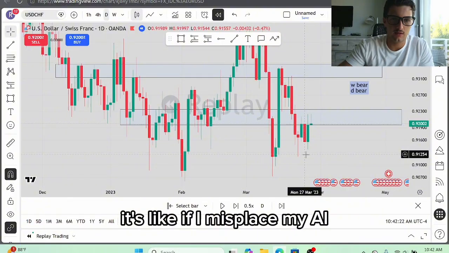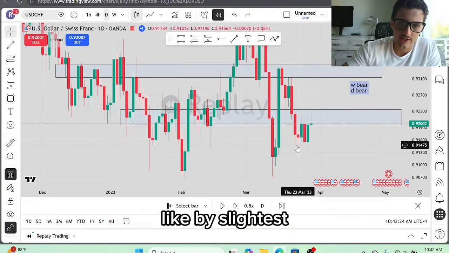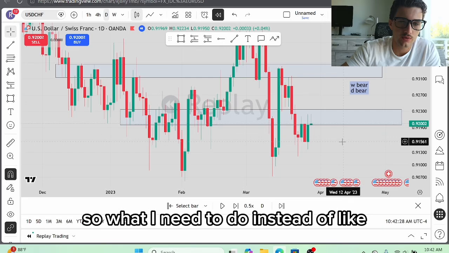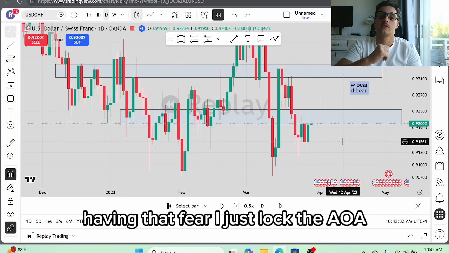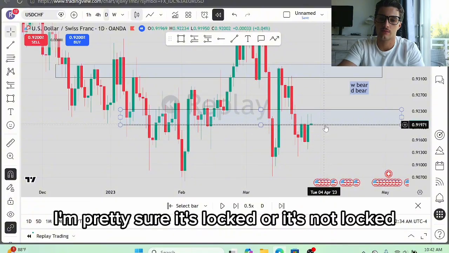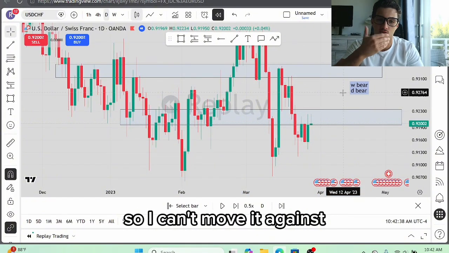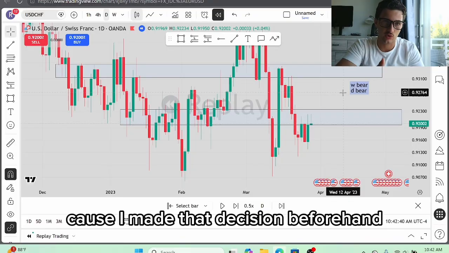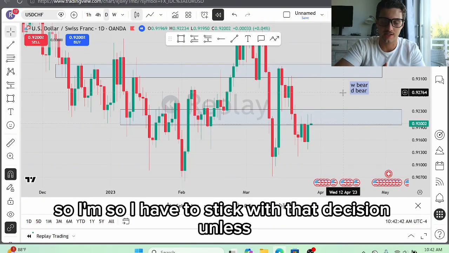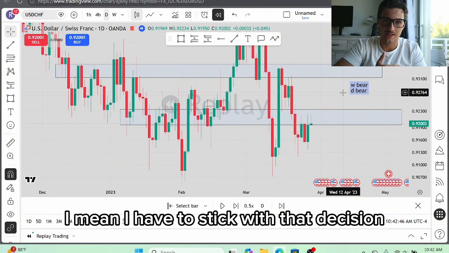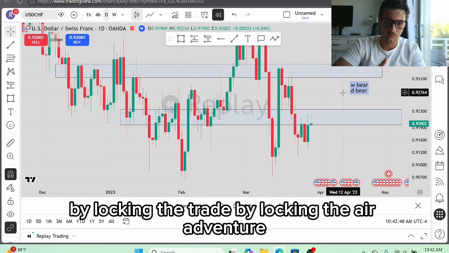If I misplace my AOY by the slightest, then I could miss a clean trade. So what I need to do, instead of having that fear, is lock the AOY right here. I'm pretty sure it's locked, or it's not locked. I just lock the AOY so I can't move it against myself, because I made that decision beforehand. So I have to stick with that decision by locking the area of interest, so I can't move it again.